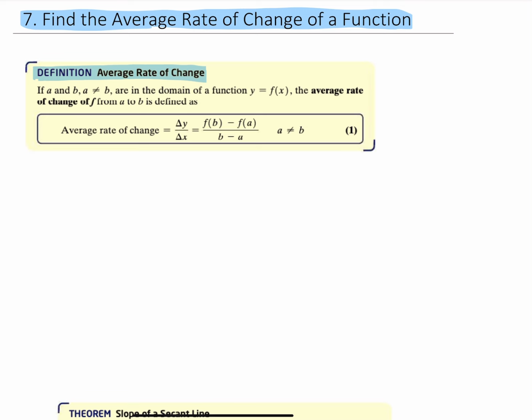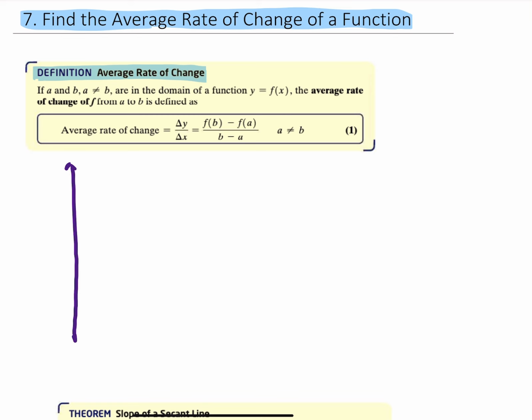It says if a and b, a not equal to b, so you're looking at two different points, are in the domain of a function, then the average rate of change from a to b is defined in this way, and they define it as the change in y over the change in x. So f of b minus f of a over b minus a. It's really just the slope equation between two points. Let's look at a drawing. Let's try it out.